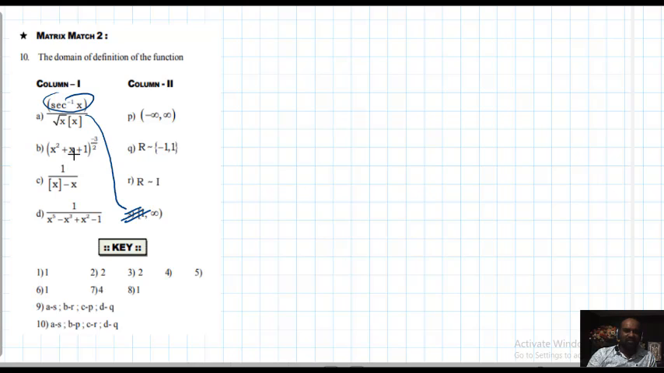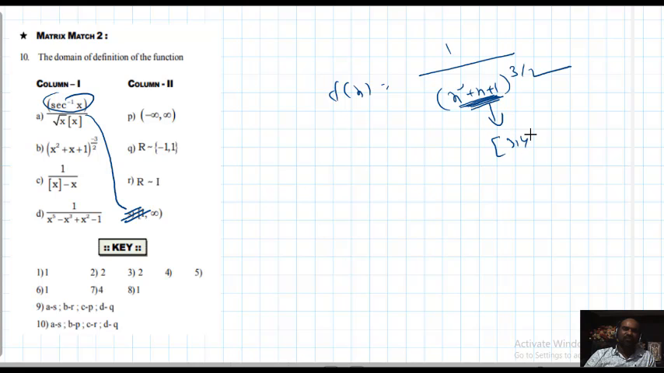Next one is an interesting one. F of x is given as 1 by (x square plus x plus 1) whole power 3 by 2. Okay. So already you know that this is always greater than or equal to 3 by 4, so 3 by 4 to infinity only. Whatever makes this positive, no problem. All real numbers is the domain.